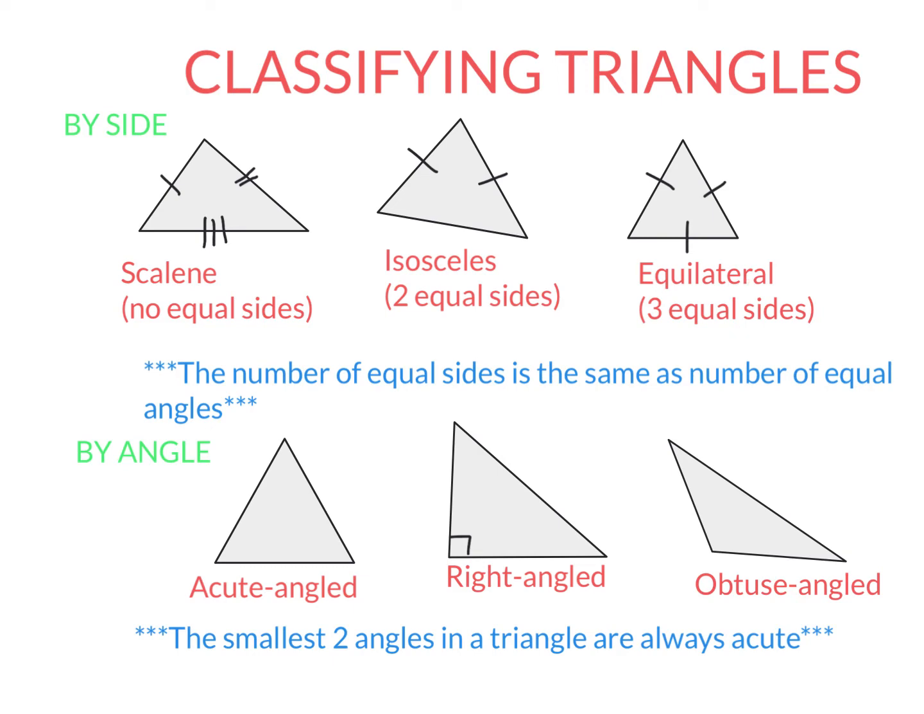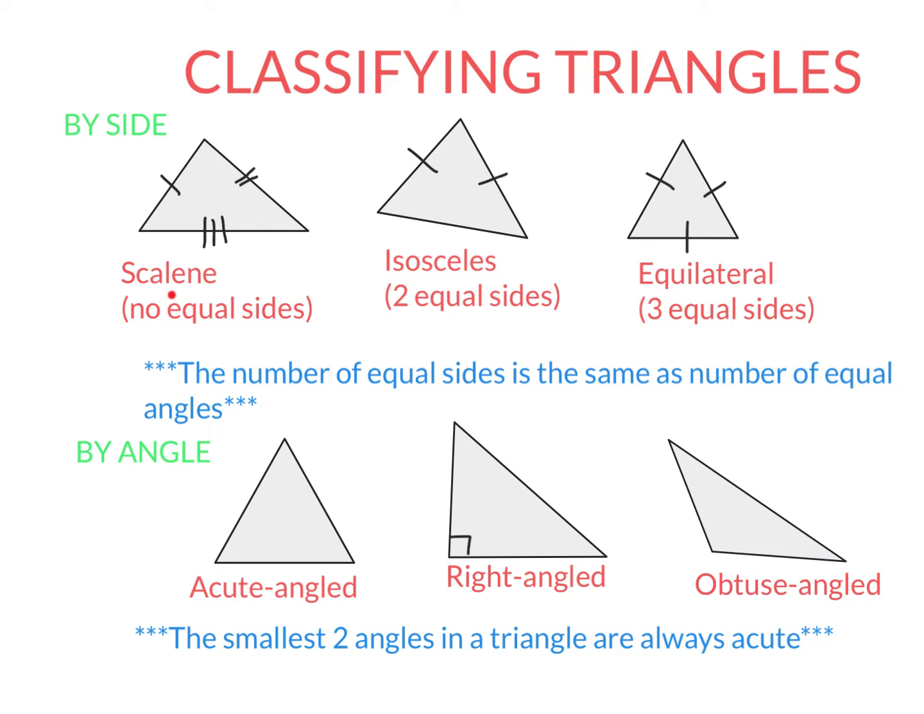Now just note that if you have different numbers of dashes, that indicates sides are not equal. So a side with one dash is different to a side with two dashes, is different to a side with three dashes. But here I've used the same number of dashes, that indicates these two sides are equal, and similarly for here. So it turns out that in any triangle, the number of equal sides is the same as the number of equal angles. What does that mean?